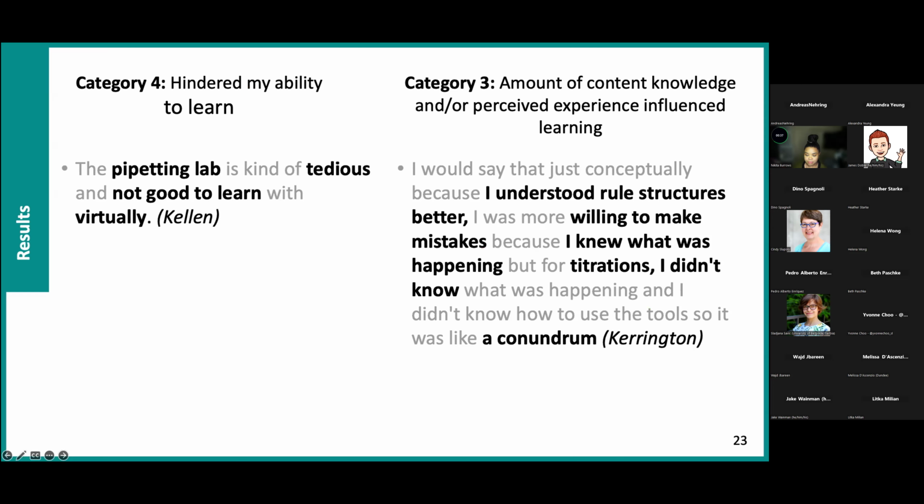Carrington states, "I would say that just conceptually, because I understood rule structures better, I was more willing to make mistakes because I knew what was happening. But for titrations, I didn't know what was happening and I didn't know how to use the tools, so it was like a conundrum." This statement is inclusive because Carrington's conception recognizes that learning titration in the VR lab caused her some difficulty. It is also complex because her statement implies an awareness of the role her level of content knowledge played and how she experienced the VR lab.